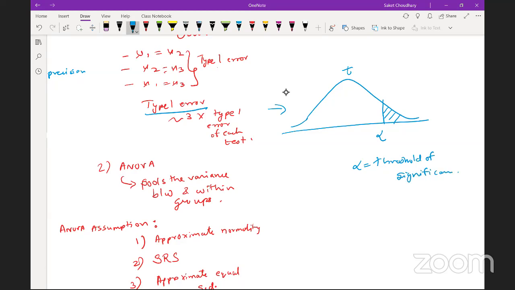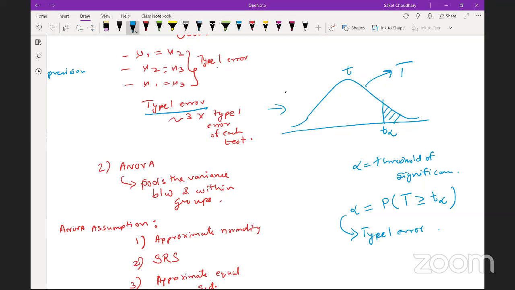And what does alpha actually equal? Alpha is essentially the probability that, so this is your t statistic. Let me call this entire thing t, and let me call this particular point t alpha. Then this is what your type 1 error rate is. Now, this is essentially equal to your type 1 error rate.